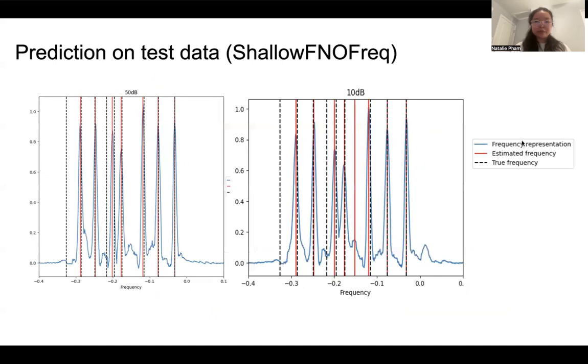Here are some predictions on the test data using shallow FNO frequency. The blue line is the frequency representation from this shallow FNO frequency neural net, the red is the estimated frequency, and the dotted line is the true frequency of the input signal. You can see that this neural net is able to recover most of the true frequencies.